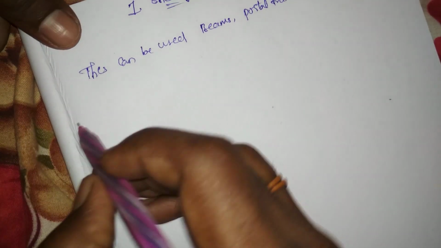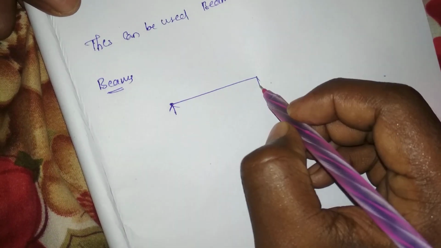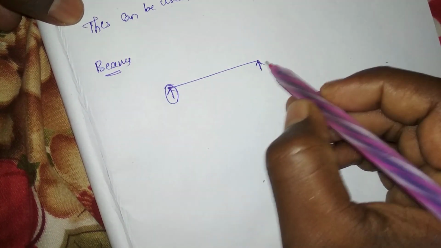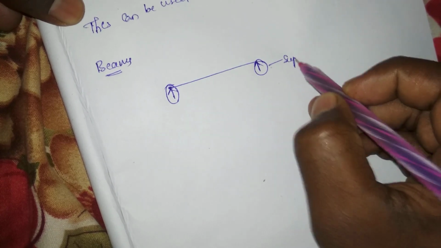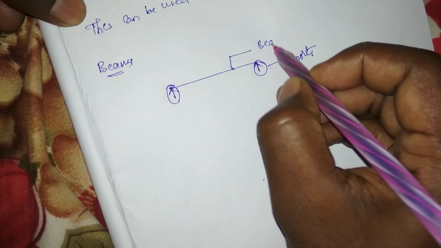Let us discuss the beams. What are beams? Beams are basically horizontal members which are supported by two vertical supports. These are called supports, and this is called the beam.